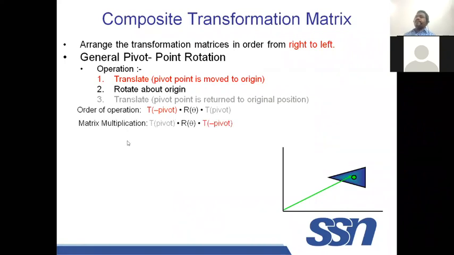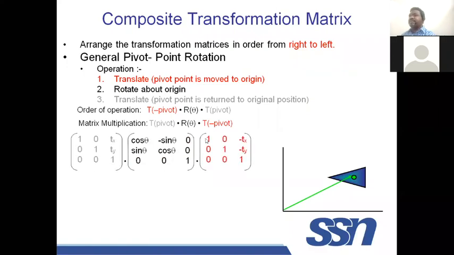If you look at the matrix multiplication, you write it in reverse order. This translation of pivot point is appearing here, this R theta is here. The first operation translation is written here, then rotation, and translation is written here. So if you write it in the reverse order, you can multiply the matrices from left to right. Multiply this one with this, and the resultant value with this matrix, and you will get the composite transformation matrix.